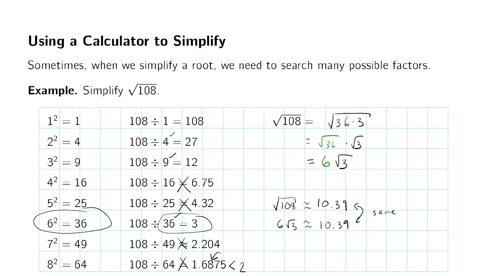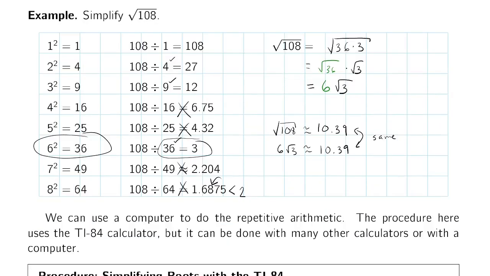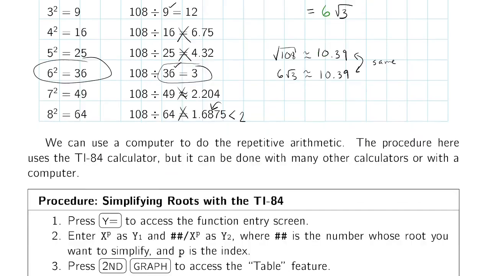So I had to go through that big list of perfect squares, divide 108 by everything. That's a long project of really repetitive arithmetic, time-consuming and error-prone. I want to have a computer do this for me. So I'm going to show you again how to do this on the TI-84. If you have a different calculator, check in with me. You can also do this in a variety of programs on a computer.